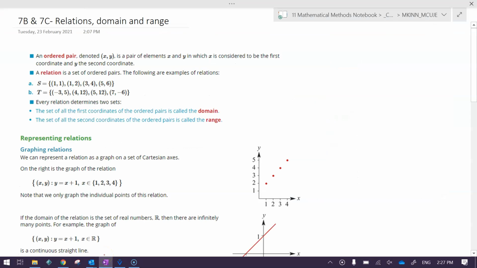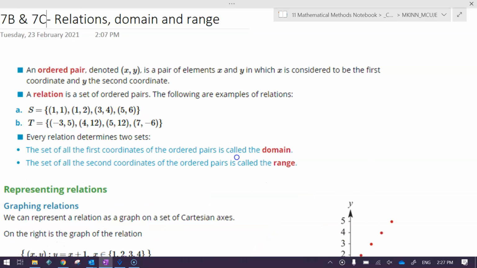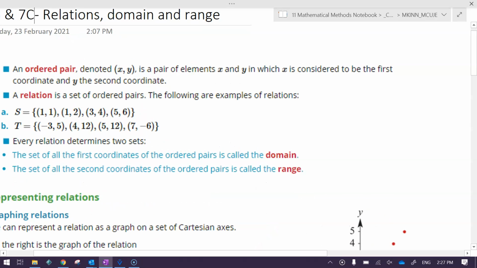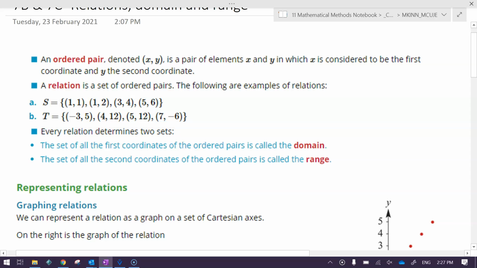All right, so today: relations, domain, and range, and we'll probably get onto functions as well because it's very good for us. What is a relation? It is just a set of ordered pairs. What is an ordered pair? It's a pair of numbers written down in an order. You're used to seeing ordered pairs, you just didn't know they were called that.